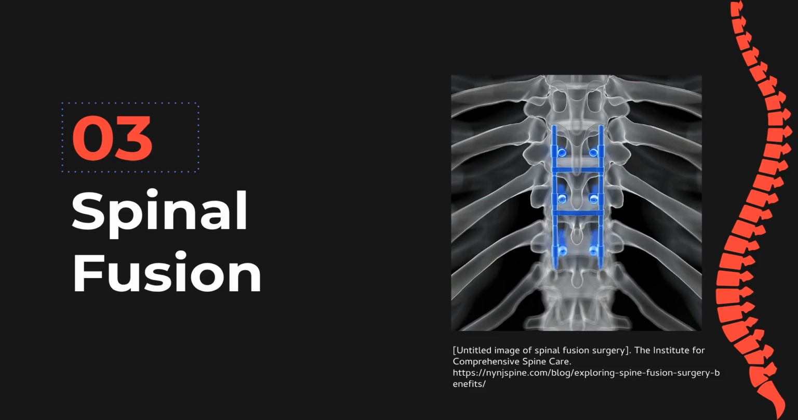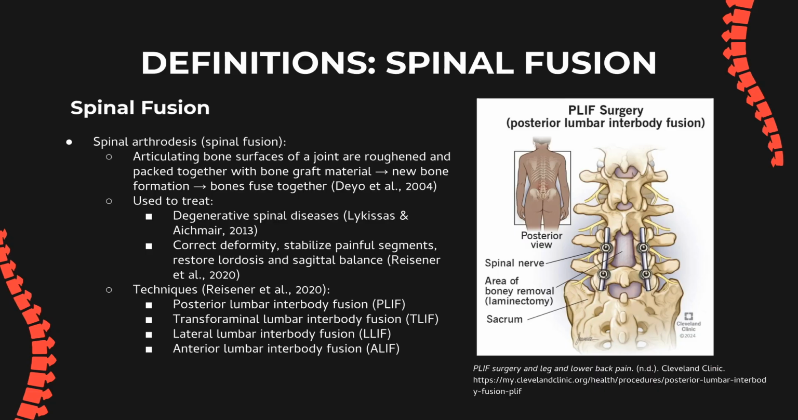Next, we'll go over spinal fusion. Spinal fusion, also known as spinal arthrodesis, is a surgical procedure where articulating bone surfaces of a joint are roughened and packed together with bone graft material. This leads to the formation of new bone, which then fuses the bones together. In this case, the articulating bone surfaces of a joint are adjacent vertebra.